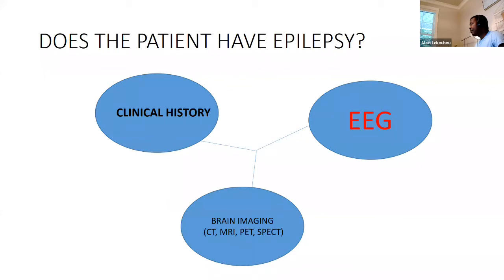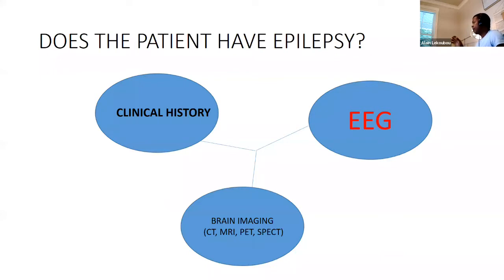It doesn't always happen, because sometimes it's not clear exactly what happened to the patient. So clinical history is key. Then when someone tells you something that sounds like epilepsy, you always want to be certain that it's epilepsy. So you add another piece to your puzzle, and that piece is the EEG, the brainwave test.